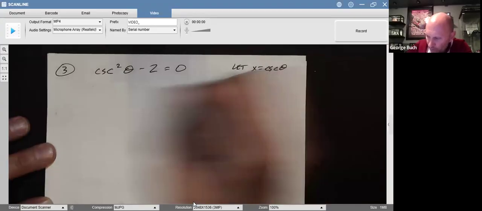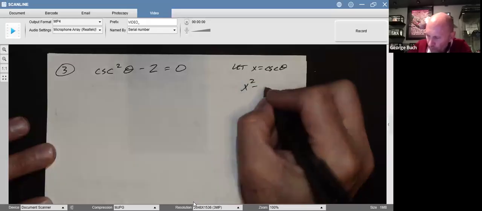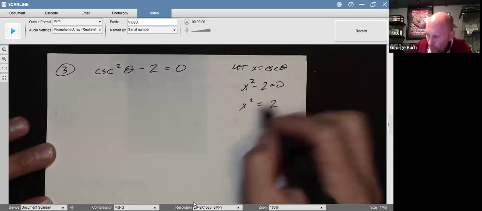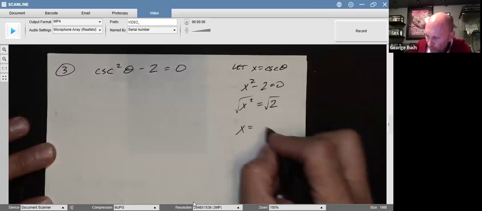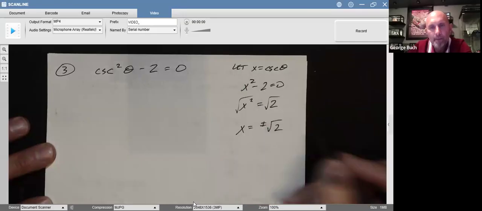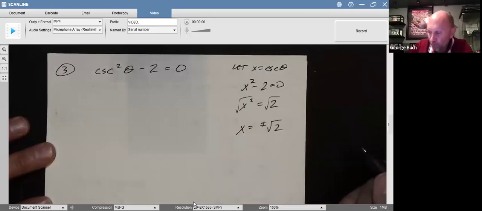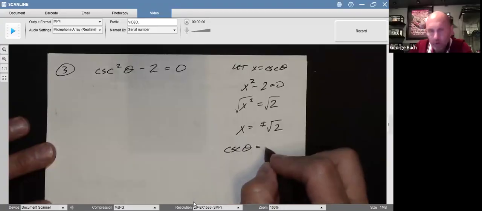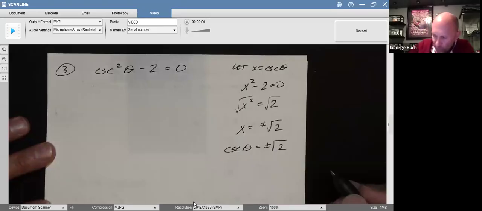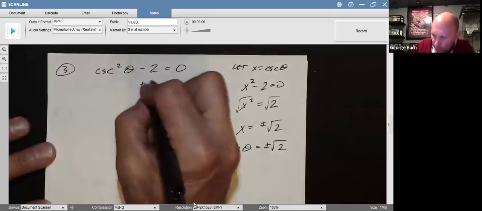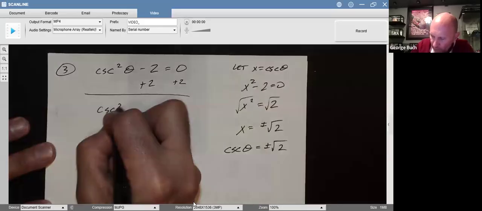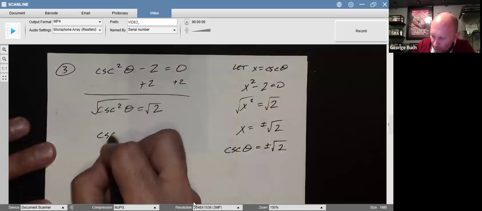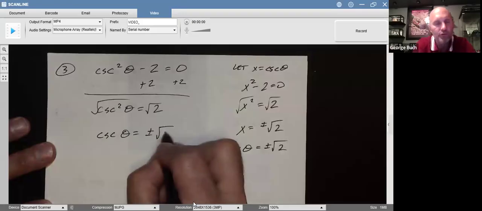So I can rewrite this as x squared minus 2 is 0. So if I add 2 to both sides, x squared is 2. And now take the square root. So x is plus or minus square root of 2. But I didn't start with x, I started with cosecant. So cosecant of theta is plus or minus root 2, which we get the same thing over here. Add 2 to both sides. Cosecant squared of theta is 2. Take the square root. So I get cosecant of theta is plus or minus square root of 2.